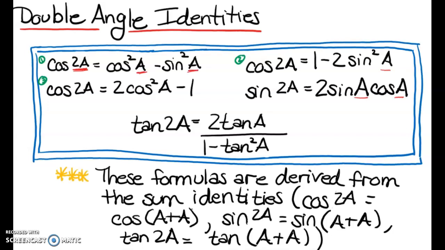So for our cosine of double an angle, or cosine of 2 times an angle, we have 3 formulas. Cosine of 2a equals cosine squared of a minus sine squared of a. Cosine of 2a equals 1 minus 2 sine squared of a. Cosine 2a equals 2 cosine squared of a minus 1. And I want you to take a look at this. The cosine of 2a on the left-hand side always results in an identity that does not have a double angle in it. It has a single angle in it.